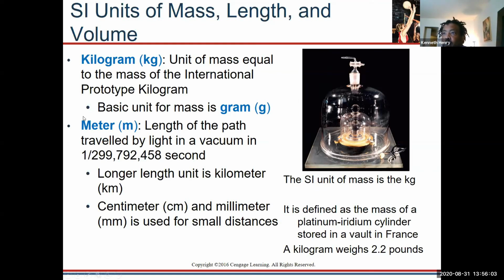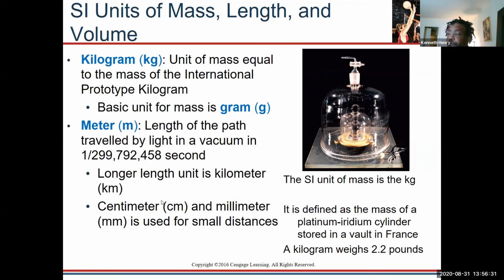The SI unit for length is meters. Again, that's the standard unit that is going to be used. If we're measuring very long distances, we're going to use kilometers. If we're using very small distances, we're going to use centimeters or millimeters, right? So if you're just measuring the length of your nail, you're not going to give it to me in kilometers, are you? Most cases not.